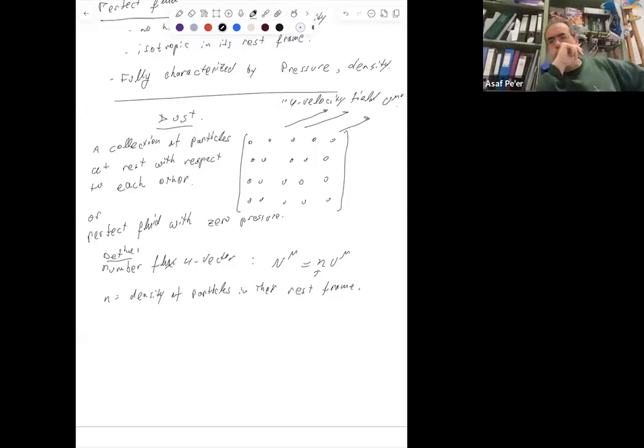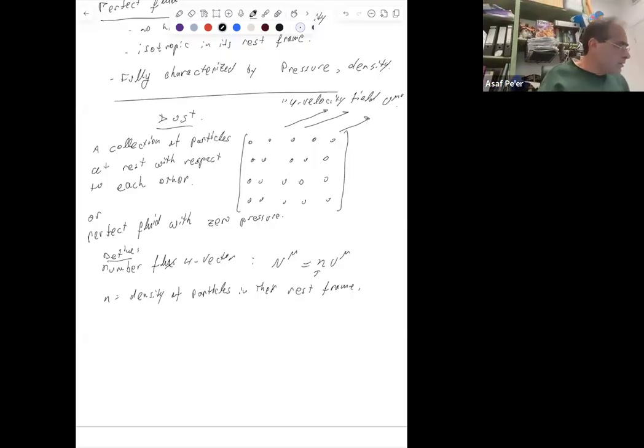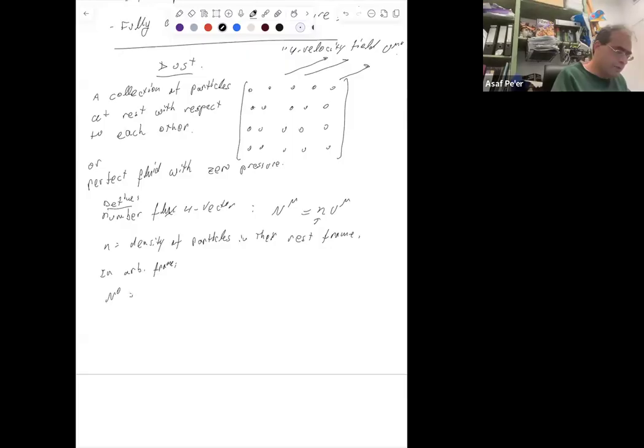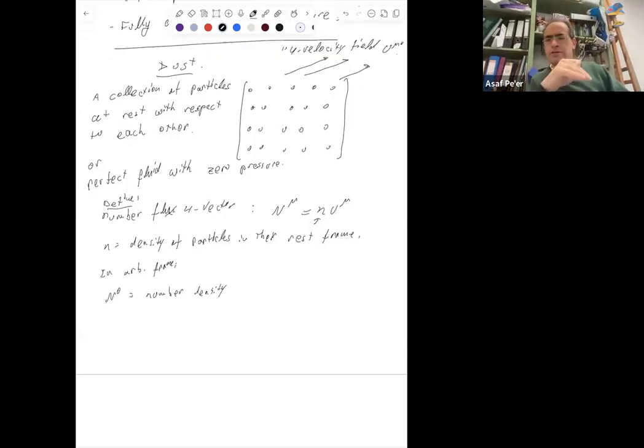Again, if I'm looking at the dust, which is not moving, the rest frame, I just have a density of particles. They don't touch each other, but I'm interested in any frame. So now I'm looking for some arbitrary frame. So in an arbitrary frame, N0 is the number density. So I speak of number density to discriminate from energy density. So this is the density of the particles when I count them one by one.